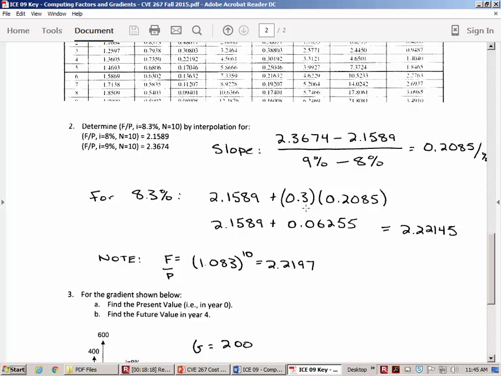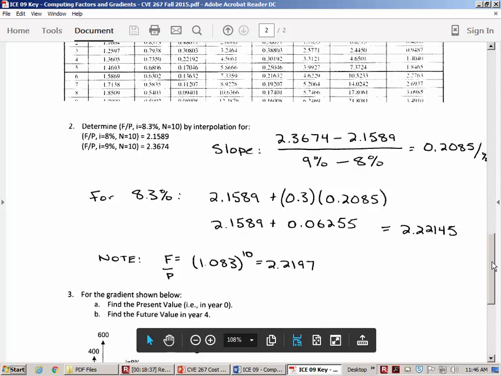And if you actually do it by calculating using the formula, then it should be 2.2197. And so you see it's fairly close. It's about 1% precision in this case to interpolate versus to calculate it directly.